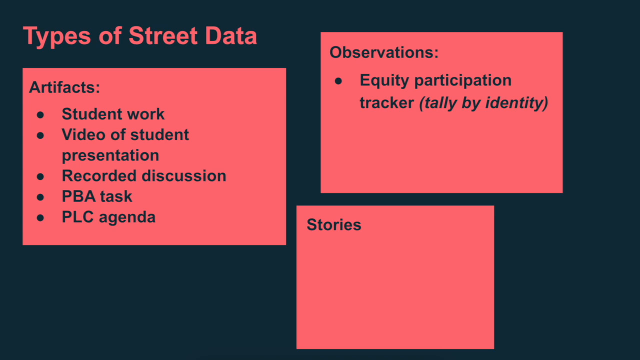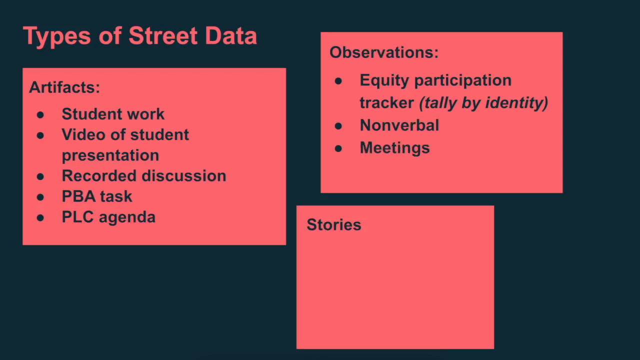Well, the authors of Street Data suggest potentially doing an equity participation tracker. So we're tallying by student identity who is participating in classes. We are looking at nonverbal cues in our observations. So we're not necessarily going in and writing down, this is what the teacher said, this is what the student said, this is what the teacher showed on the board. We're actually looking at the students' nonverbal communication and cues as to what their experience is.